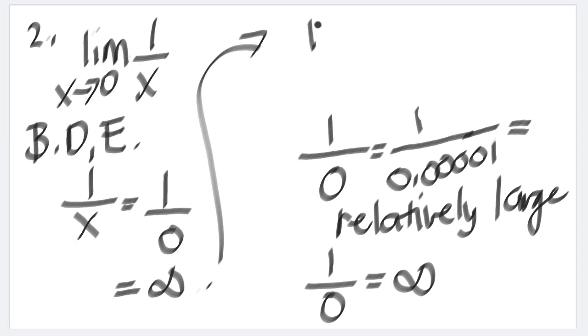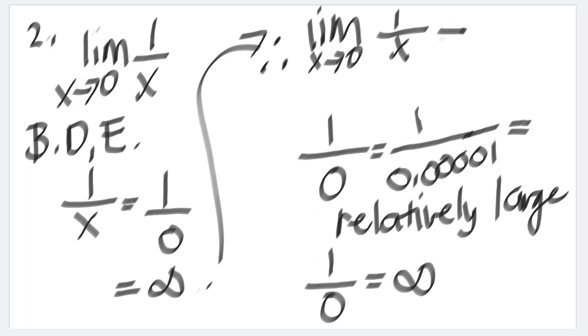So the limit of 1 over x as x approaches 0 is equal to infinity. So this is your answer.